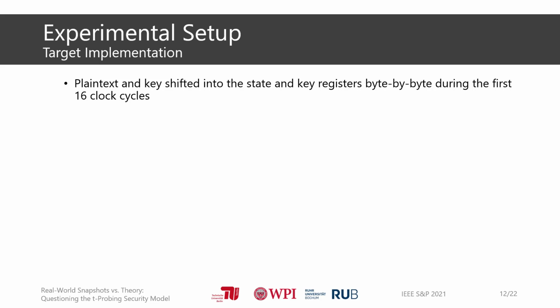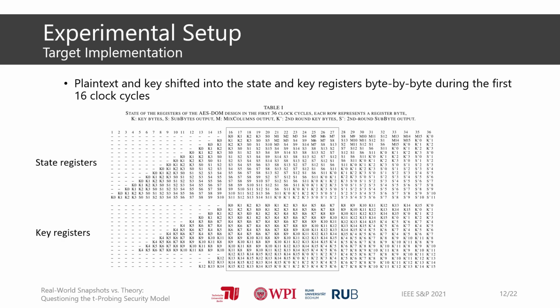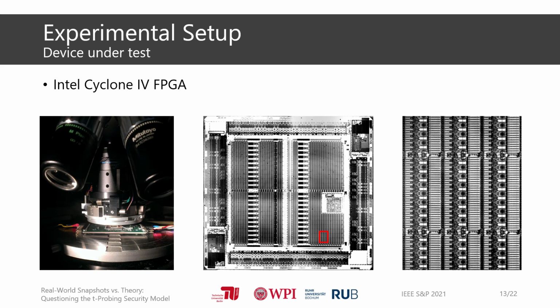Upon start of the encryption operation, the plaintext and the key are shifted into state and key registers byte by byte. And this is how it looks like. So if you have the state registers in the top row and key registers in the second row, you can see that after the 16th clock cycle, exactly here, all key shares will be loaded into the key registers, and this is what we target with our LLSI extraction.